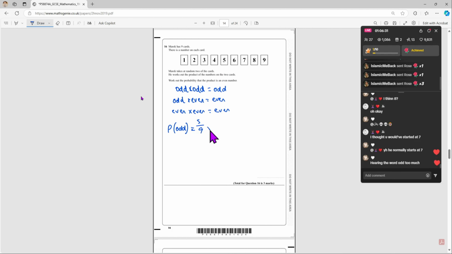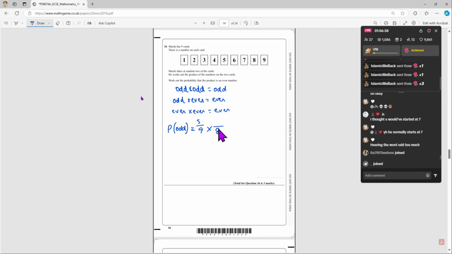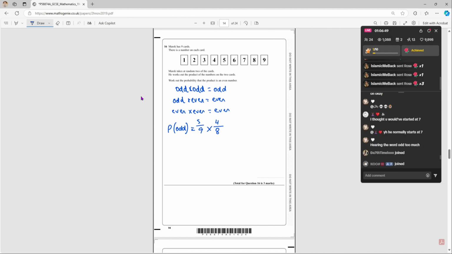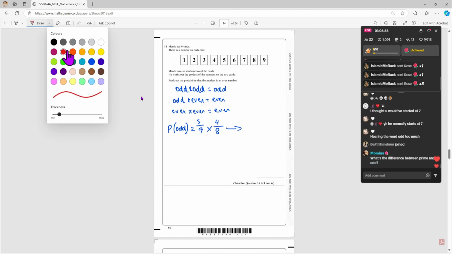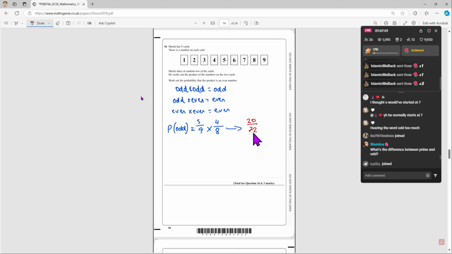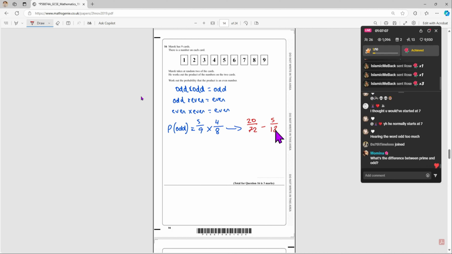Then if he takes that one card, we're going to be left with 8 cards in our deck. The probability of taking another odd number is going to be 4 over 8, because there's one less odd card. We work out the probability of that, and that gives us 20 over 72, which can then be simplified to 5 over 18.